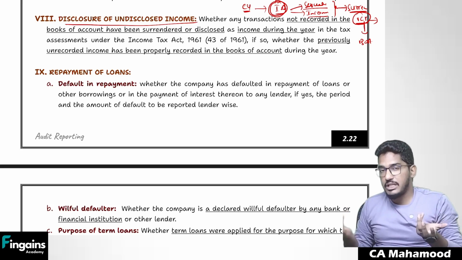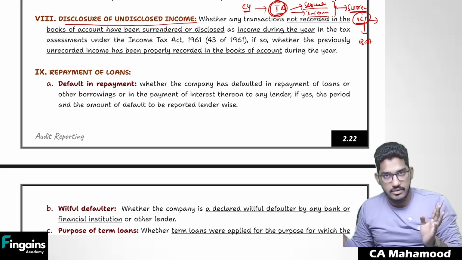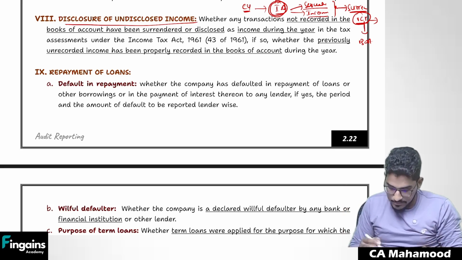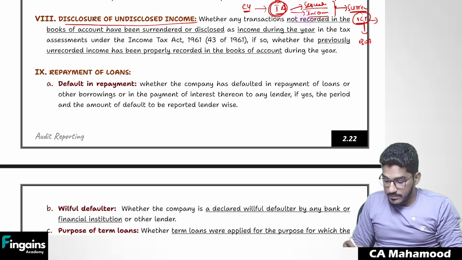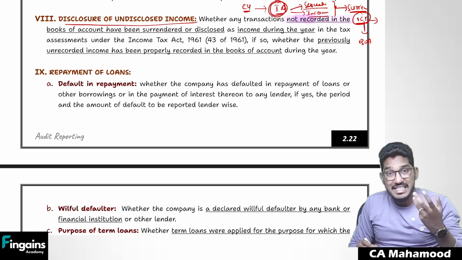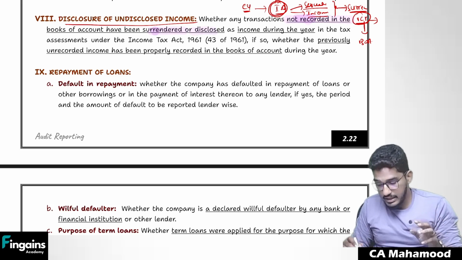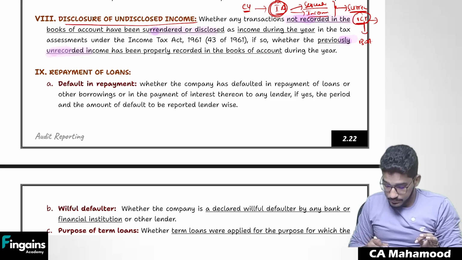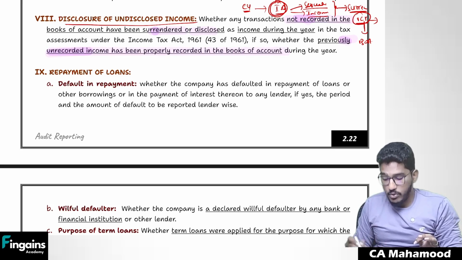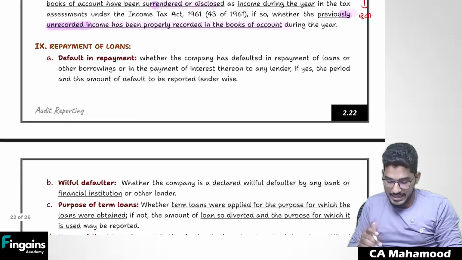Sir, if during the previous year no assessment has taken place, simple, you need not comment anything. You can simply say no assessment has taken place under the Income Tax Act. As simple as that. So if I read it for your comfort: whether any transaction not recorded in the books of accounts has been surrendered or disclosed as income during the year in the tax assessment under the Income Tax Act. If yes, whether previously unrecorded income has been properly now recorded in the books of accounts or not, I have to give a simple comment. So this is the 8th point.